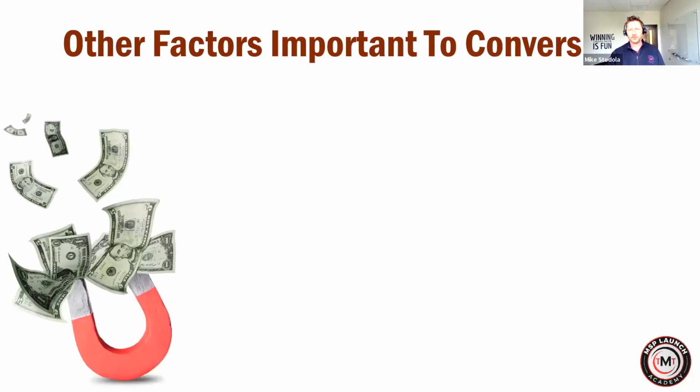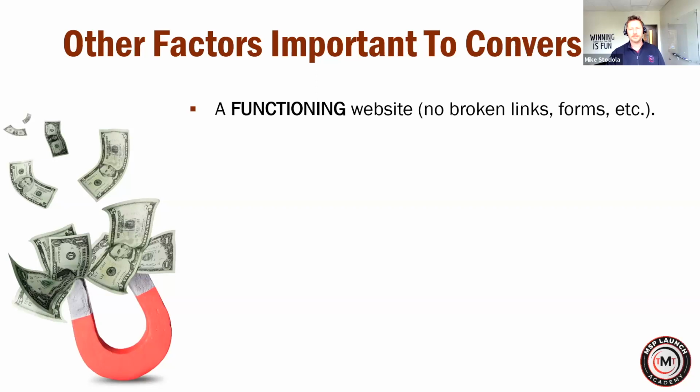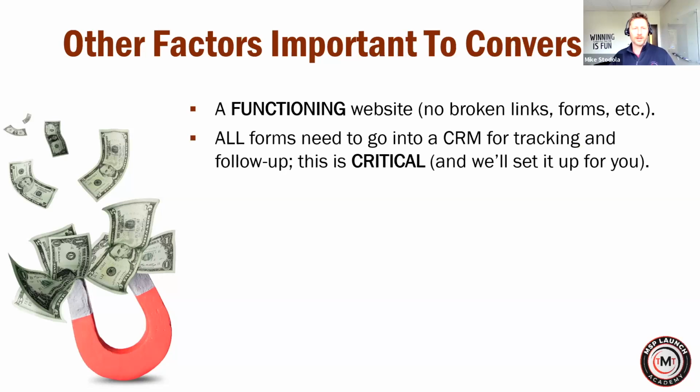Other factors that are important to conversion. This sounds silly, but a functioning website. I went through, it was like 109 people who were going to be on a webinar. It's not this one. This was a couple months ago, and I found that 17% of the websites that I went to had broken links. And I only tried one, if they had a link on their homepage. So that was 17% of people who even had a link. It was like 30% of people didn't even have a link on their homepage, like for a form. But almost 1 in 5, it didn't work right.